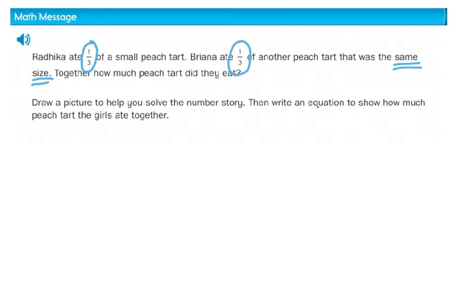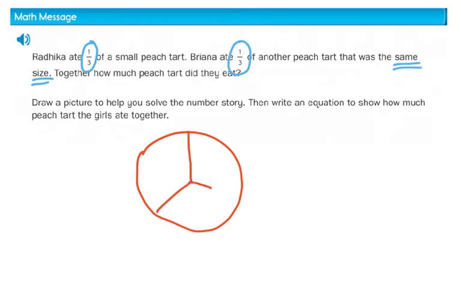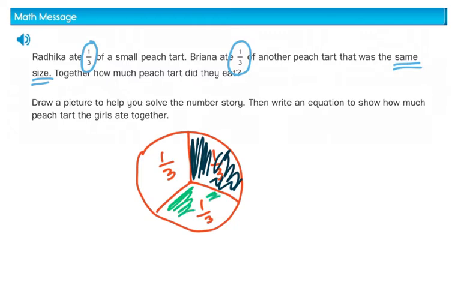On your whiteboard, I want you to draw a picture to help you solve the number story. So go ahead and draw what you might think a peach tart would look like. If you take your peach tart, divide it into thirds, 1/3, 1/3 of the tart, 1/3. Radhika ate 1/3, and Brianna ate 1/3 as well. So is 1/3 and 1/3 more or less than 1 whole tart? It's less than, isn't it?